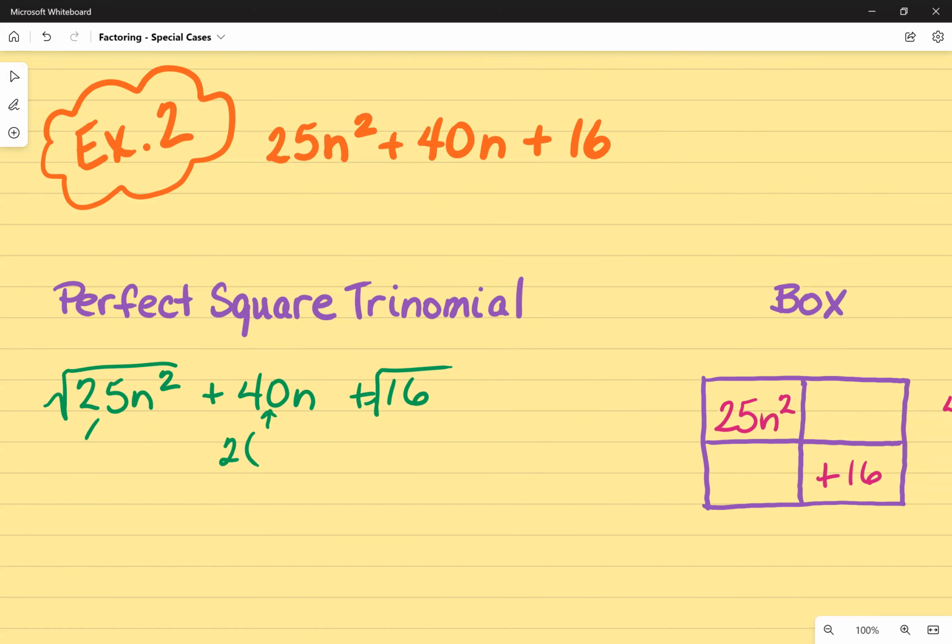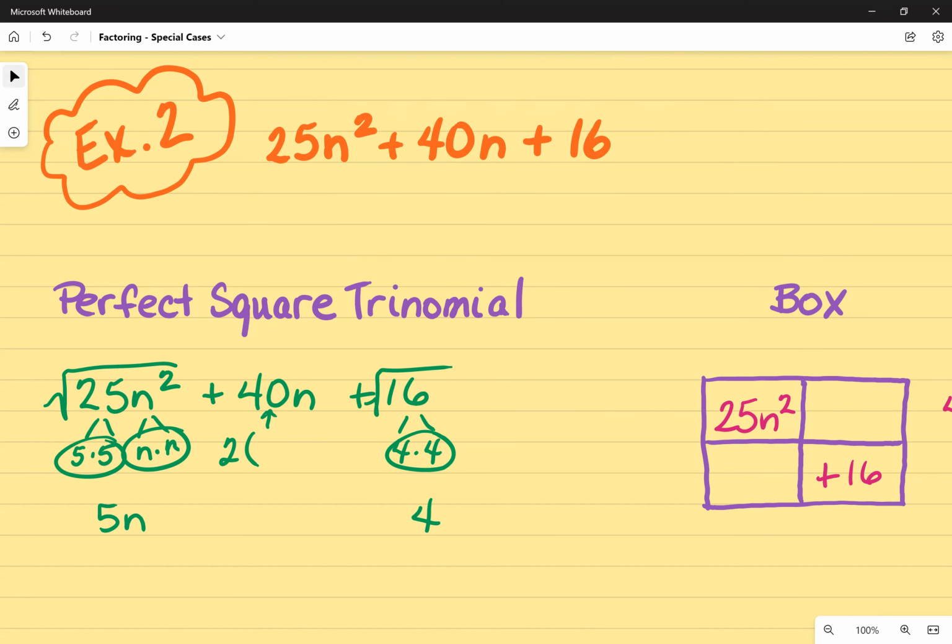So let's just take it apart. The square root of 25 is 5 times 5. So that's one pair. The square root of n squared is simply n times n. So that's a pair of n's. And if I go to the last term, 16 is 4 times 4. So that's a pair. So what really happened in this first term is I brought out a 5n. In this last term, I brought out a positive 4.